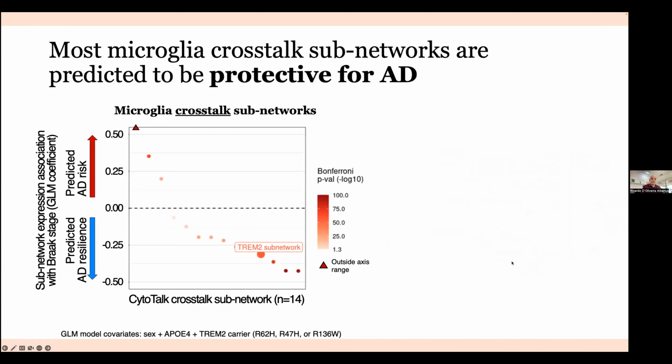And in my previous slide, I cheated a little bit because I showed all the co-expression subnetworks in microglia. It was not just the CytoTalk ones. So here is just the crosstalk subnetworks, the ones that were identified with CytoTalk. And we can see a different pattern more clearly now. By and large, the genes involved in the neuron-microglia crosstalk are predicted to be protective in AD. So this suggests that crosstalk dysregulation is an important component of Alzheimer's disease biology.